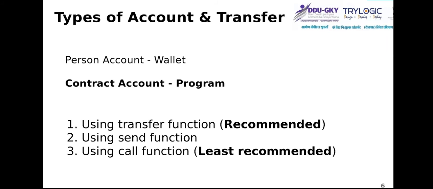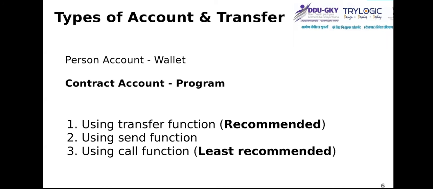And the transaction will be of the money from wallet to wallet. A contract can also have an account, that will be the program. So one is the contract account, that is the program one. One can be the person account, that is the wallet. So how do we do the transfer? We do the transfer using the transfer function, using the send function, and one more function, that is the call function.